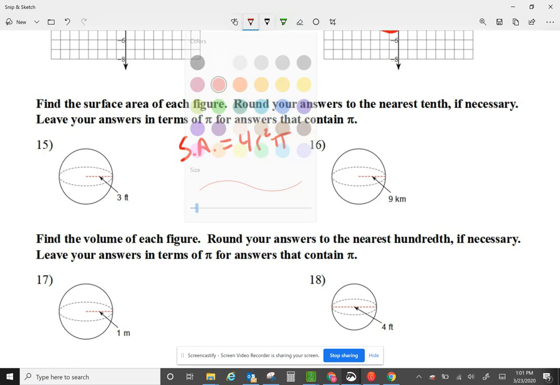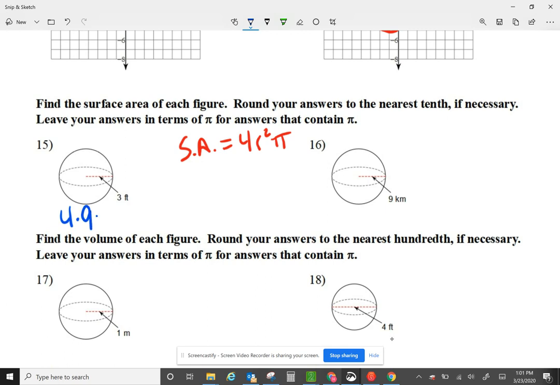So for question number 15, I'm just going to go 4 times 9 pi. The 9 because I did 3 squared. So my answer in this case is 36 pi.